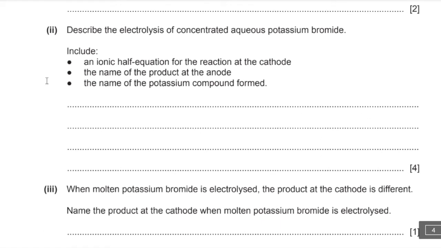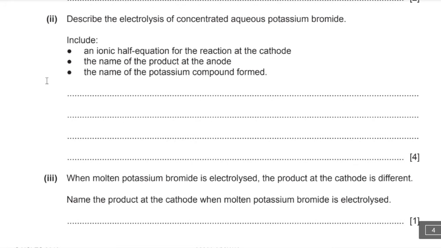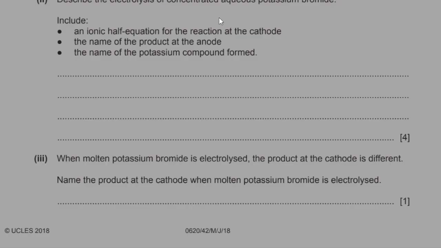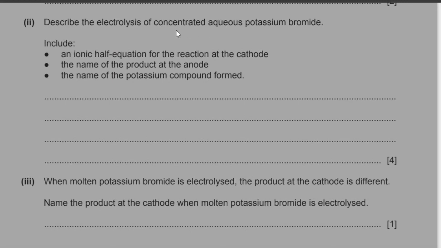To describe the electrolysis of concentrated aqueous potassium bromide. Right. So what I like to do in electrolysis questions is break down the ions of the ionic compounds, as well as any in the aqueous form. So I like to break down all of the ions present in the electrolyte. First off, we have the water ions, or hydrogen and hydroxide ions.